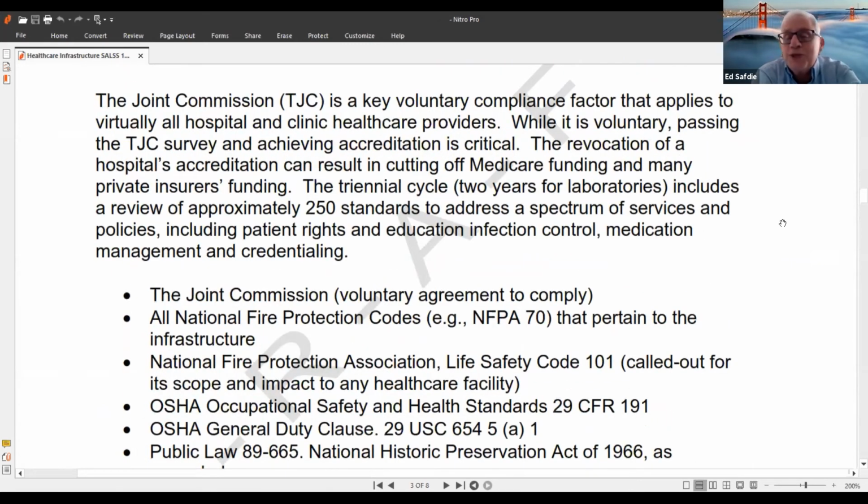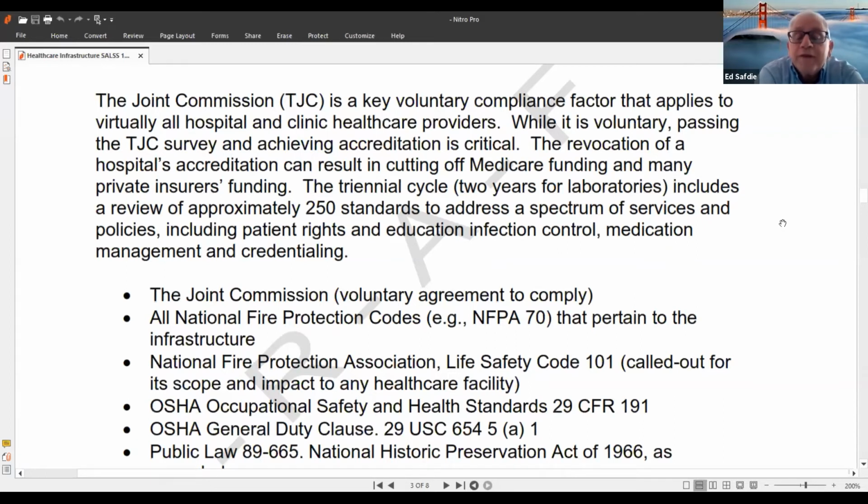Joint Commission is key. Those that haven't worked in healthcare may have never heard of it, and this was an interesting topic of discussion for our group as we developed this. As I said previously, while it's voluntary, passing the TJC is essential to achieving third-party accreditation for funding, for reimbursement. The revocation of accreditation is a disaster.